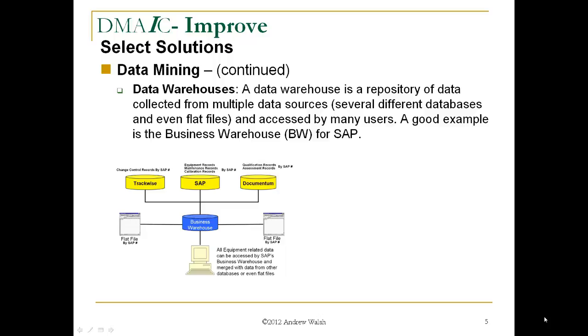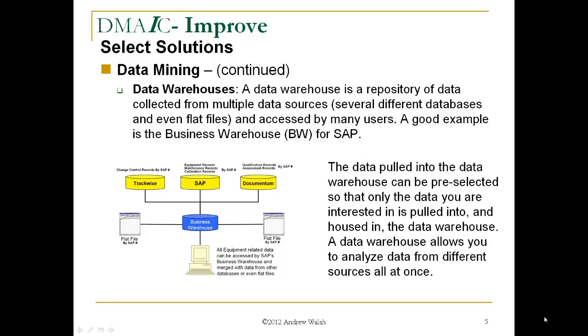Data warehouses. A data warehouse is a repository of data collected from multiple data sources, several different databases, and even flat files, and accessed by possibly many users. A good example of this is the Business Warehouse, or BW, for SAP, an example of which is on the left. The data pulled into the data warehouse can be pre-selected so that only the data you are interested in is pulled into and is housed in the data warehouse. The data warehouse allows you to analyze data from different sources all at once.